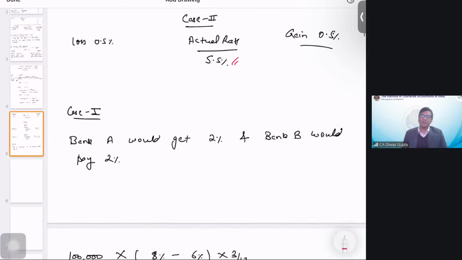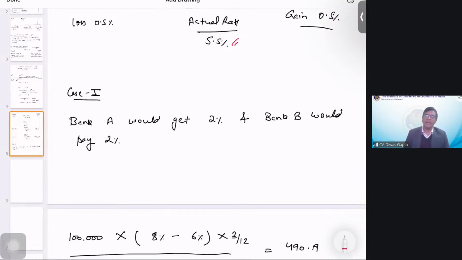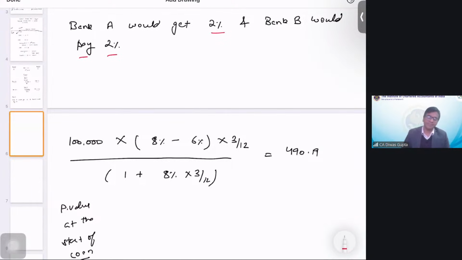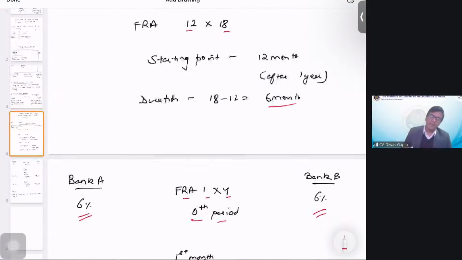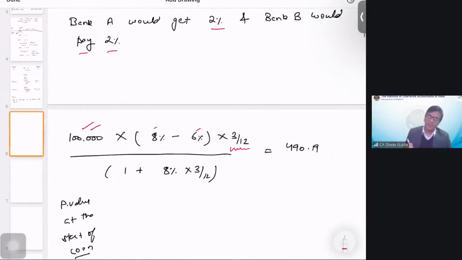Okay. Now, in the overall story, case 1, bank A would get 2% and bank B would pay 2%, which is the differential amount. So how will the calculation happen? This is the notional amount. So 8 minus 6% is the differential amount for 3 months. Correct? And since the settlement will happen in the first month itself, that's where they will do the present value of this gain as well, which is divided by 1 plus 8% into 3 by 12. So 8% is the actual interest rate. On that, the present value will happen.